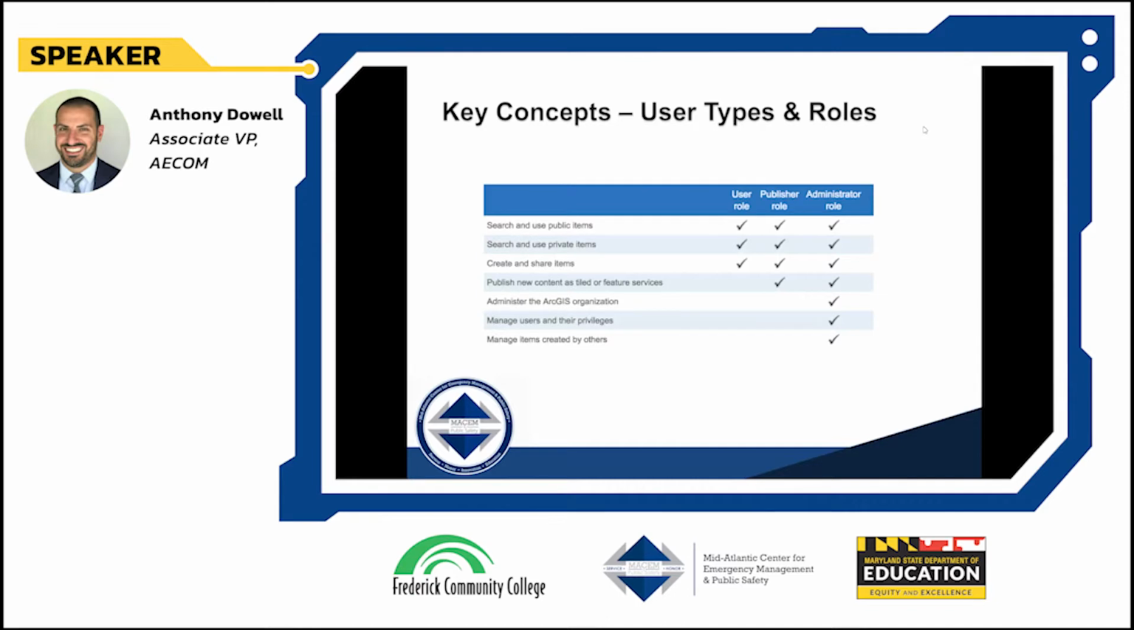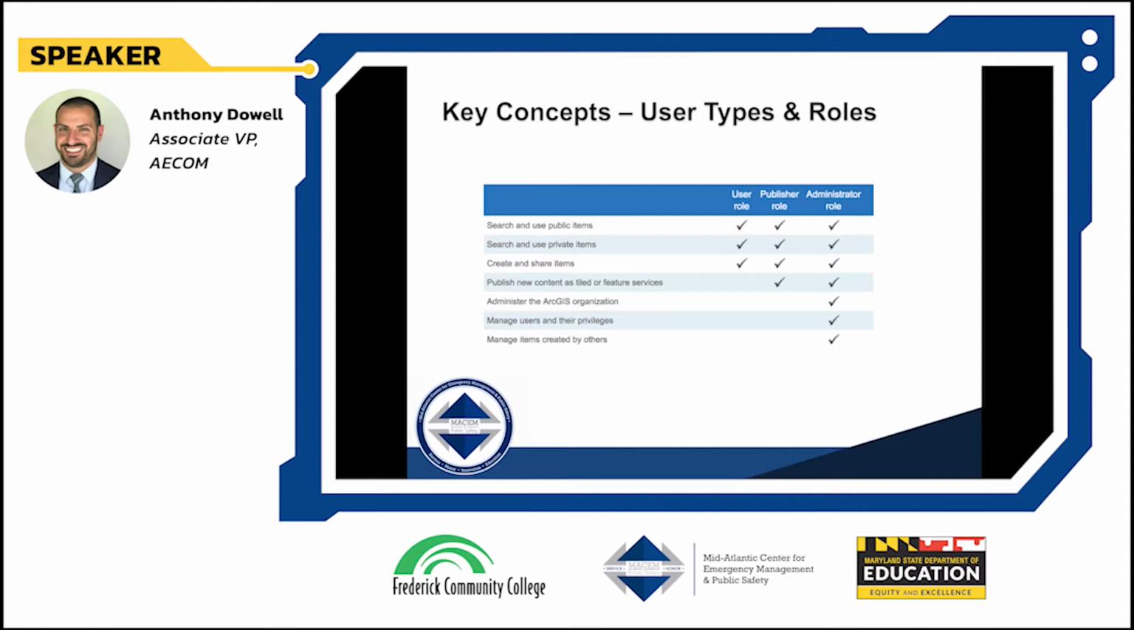So I'm going to just go through a couple of key ArcGIS Online concepts and go through some of the terminology. So one of these is related to user types and roles. So every user that you have in your ArcGIS Online organization will be assigned a user type and a user role. So for example, the administrator role, again, which you might find yourself in, has the ability to do everything across the organization, to administer the entire organization, to search and use public items, to create and share various types of content, to publish feature services, and to manage users and their privileges.